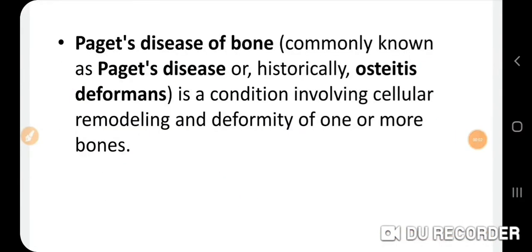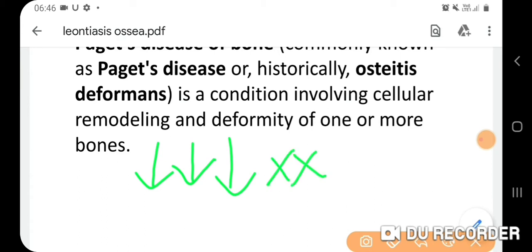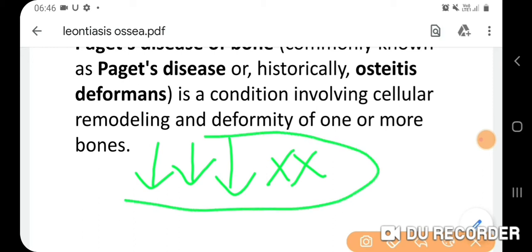Here we can discuss briefly Paget's disease of bone, commonly known as Paget's disease or historically osteitis deformans. It is a condition involving cellular remodeling and deformity of one or more bones. It is characterized by abnormal, anarchic resorption and deposition of bone. Anarchic resorption and deposition means there is no controlling rule for how the bone is resorbed, how the bone is formed, and what the ratio would be.